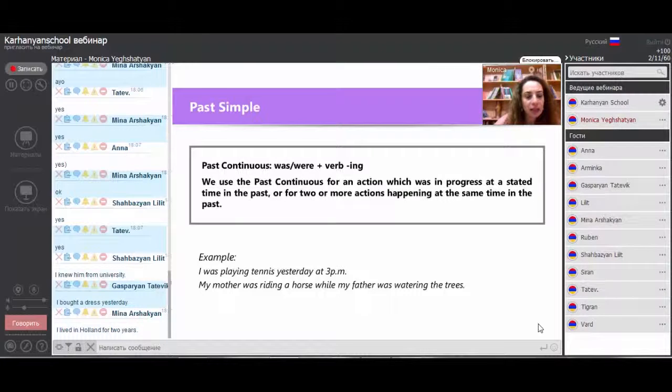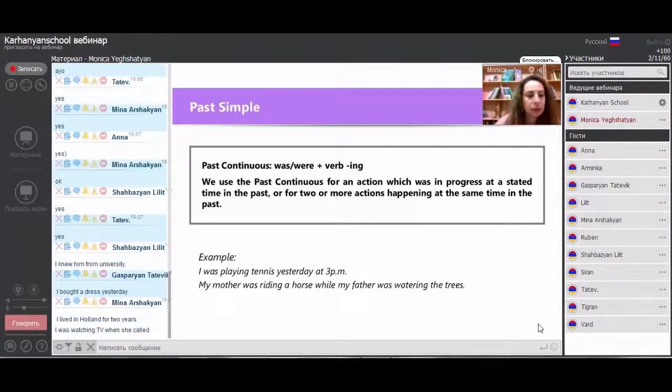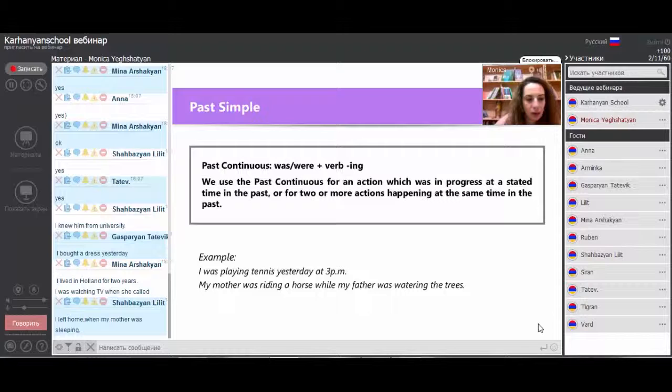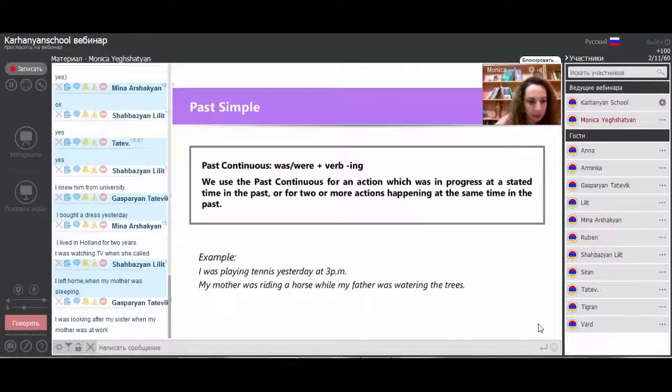Okay, will you please write down the sentences in past continuous form? Now let me read. Tatevik, I bought a dress yesterday. Good. I lived in Holland for 2 years. Yes. I was watching TV when she called. Yes. Good, Mila. Who else? I left home when my mother was sleeping. Yes. Good, Tatevik. Okay, let's continue. Thank you. Good sentences, good examples.